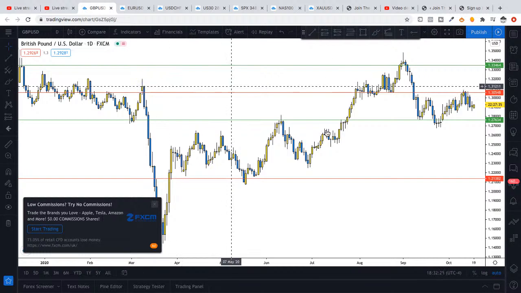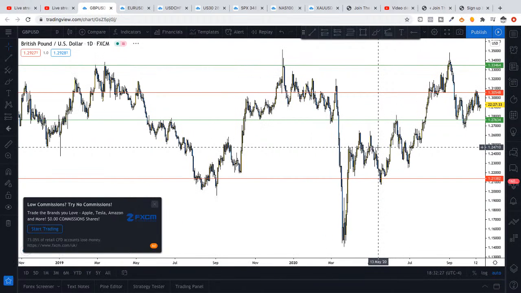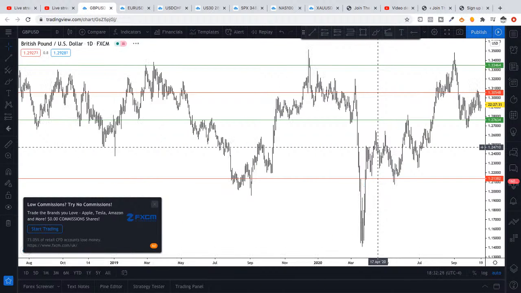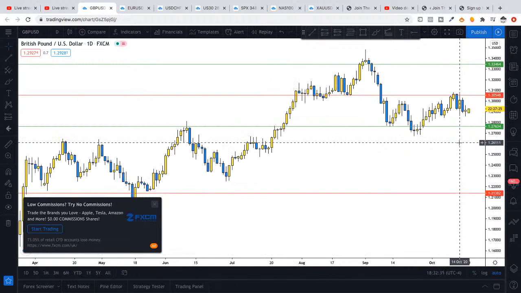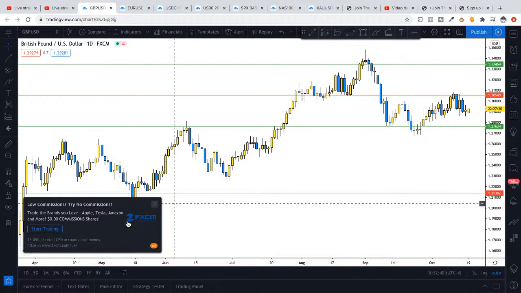So this is as far as I'm going to go on cable. I'm not going to go any deeper than a daily chart because it's just going to get too hectic. And we need more price action to really tell where we're going to be headed today. Okay? Or tomorrow, depending on your time zone.